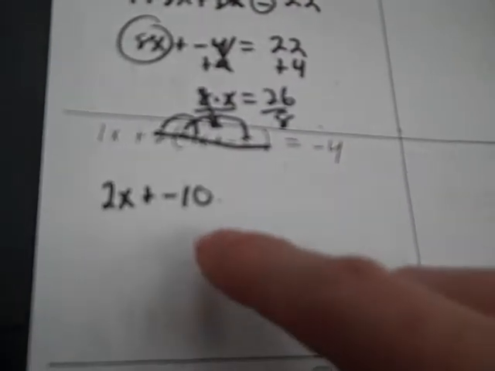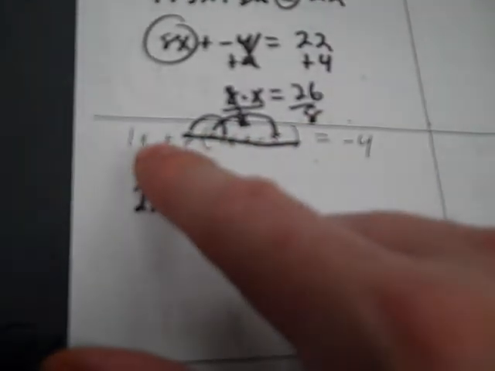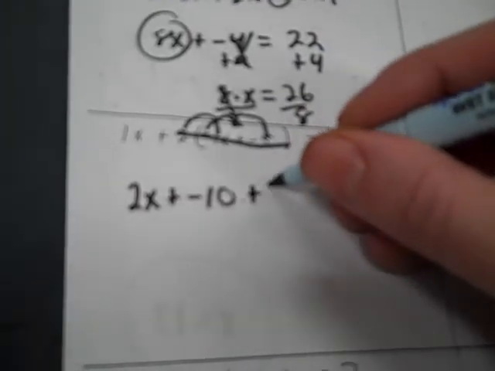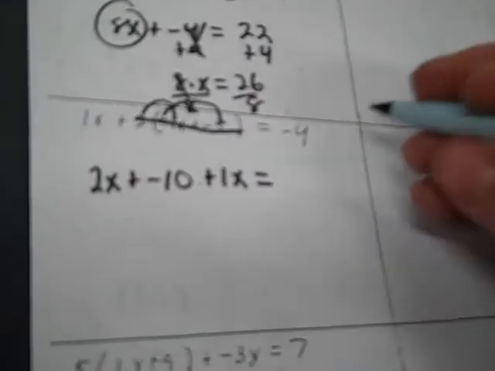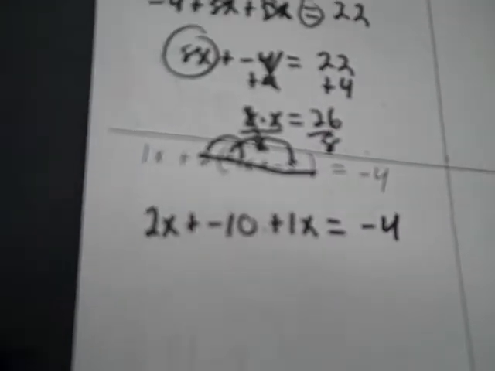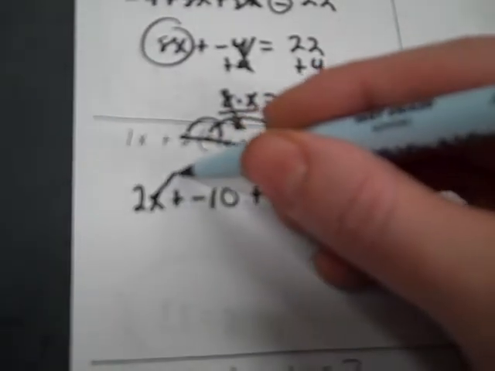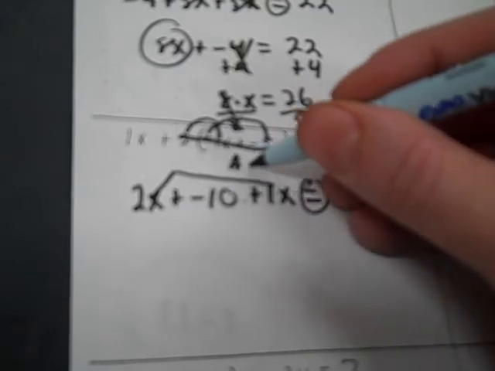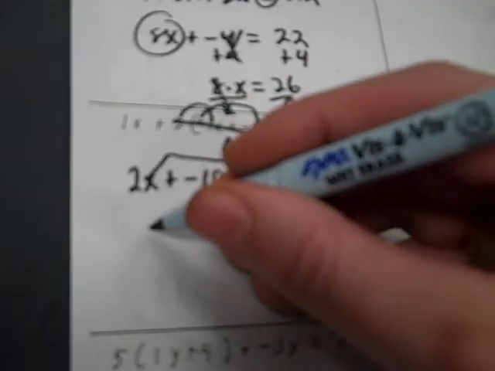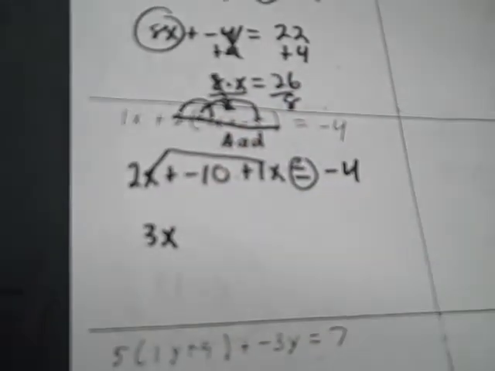So this parentheses and the number outside it goes away. Now, before I get equals, I had the 1x here, so plus 1x equals negative 4. Here's the equals, and here's where my x's are. They're on the same side, so I make an adding pyramid and I take 2 plus 1. Well, that's not hard. 2 plus 1 is 3 with x.